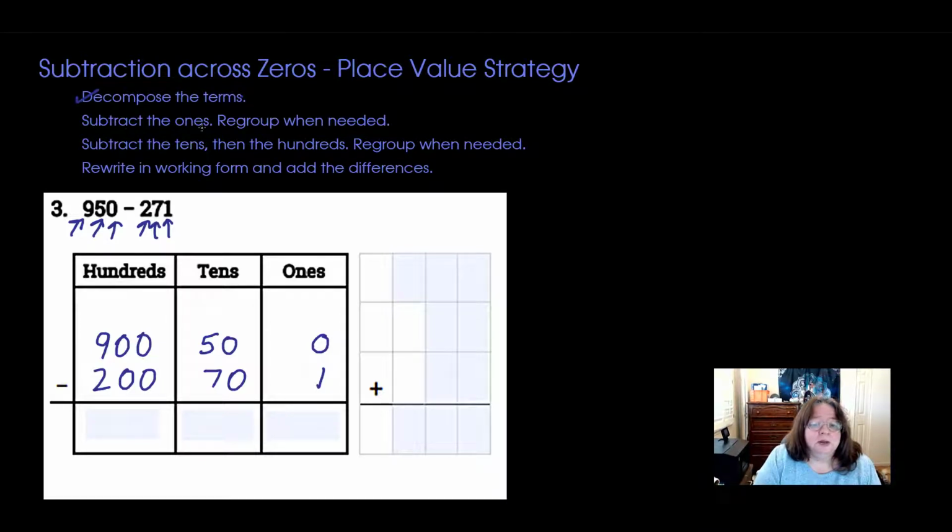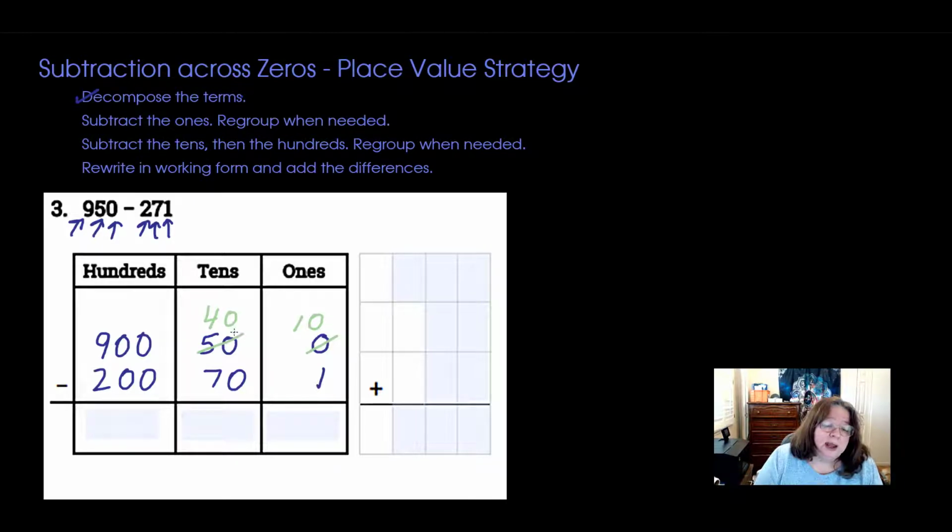Now we're going to subtract the ones. I have a 1. I have nothing here. We need to regroup. Let's go over to our next column, which is the tens, and we can take one of those tens away and put it over here. That's regrouping. We're going to take apart one of the tens, so instead of having 50, we will have 40. And then instead of having 0, we're going to have 10. Because that 10 has to go somewhere.